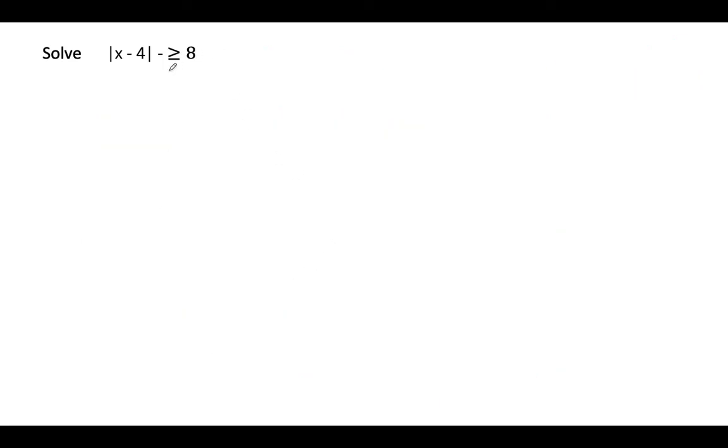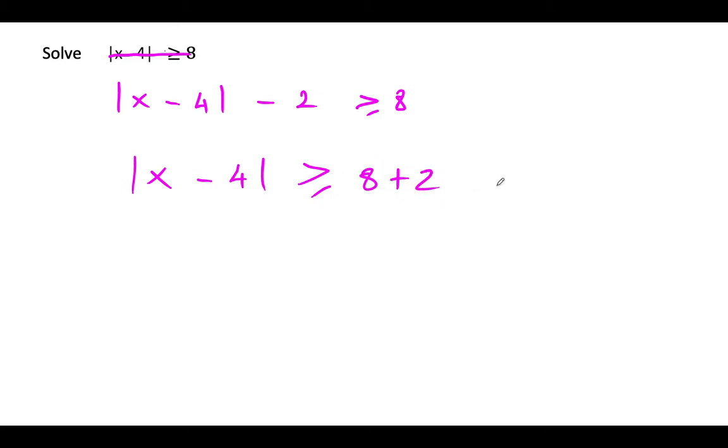Now for this question, there's one minus sign here, but it's a mistake. Let me change the question. Absolute value of x minus 4, minus 2, greater than or equal to 8. So first of all, just get only the absolute value on the left side, which will be greater than or equal to 10.